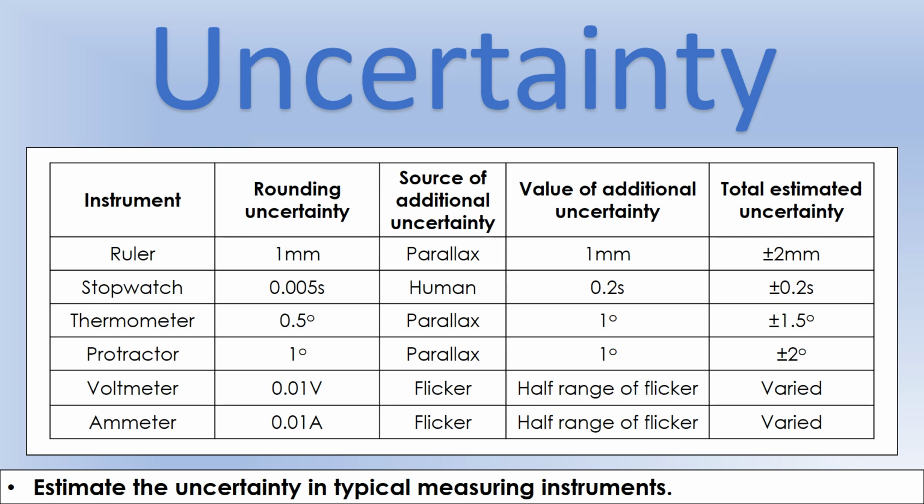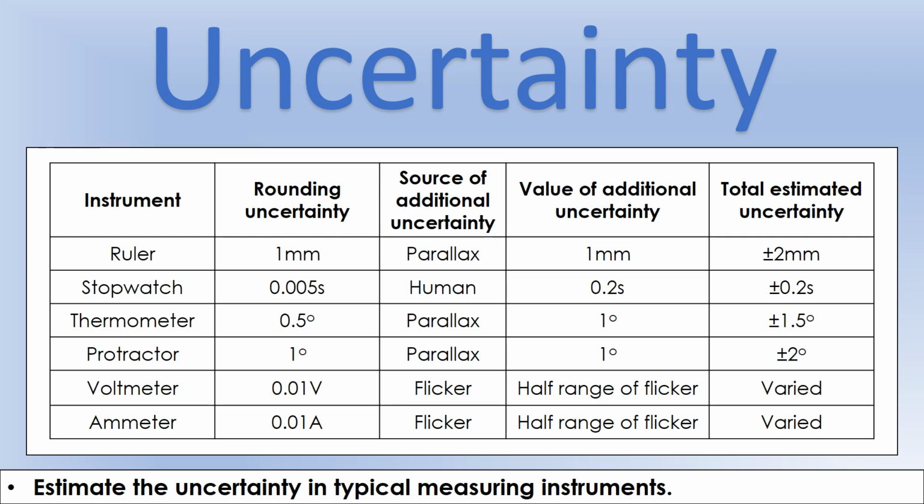For a stopwatch, the rounding uncertainty is pretty insignificant, but the human uncertainty is going to be the main contributor. For a thermometer, the basic rounding uncertainty would be about half the resolution, so 0.5. But once we take parallax into account, that gives us about another degree, so it's about 1.5. Protractor, similar logic. A protractor takes two readings, which is why the uncertainty is twice the resolution. Parallax probably introduces about another degree, so we've probably got plus or minus 2 degrees. Just to flag these up, these are all back of the envelope guesswork, approximations or estimates, but pretty decent ones.